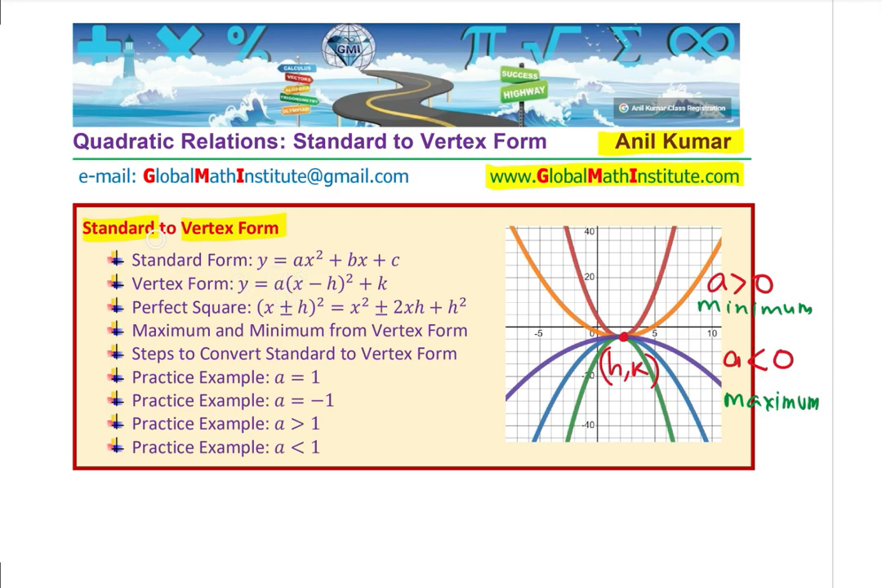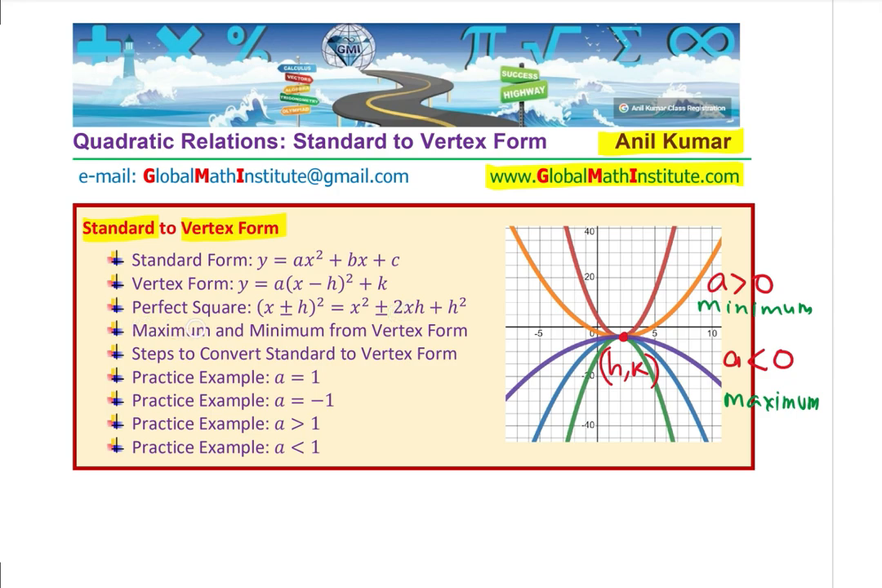Now the question is, how do we convert standard form to vertex form? Some of you will need to review the perfect square formula, which is (a plus b) whole squared equals a squared plus 2ab plus b squared. Since we are talking about h and k, I changed this to (x plus or minus h) whole squared and wrote it as x squared plus or minus 2xh plus h squared. We'll see how to use it.